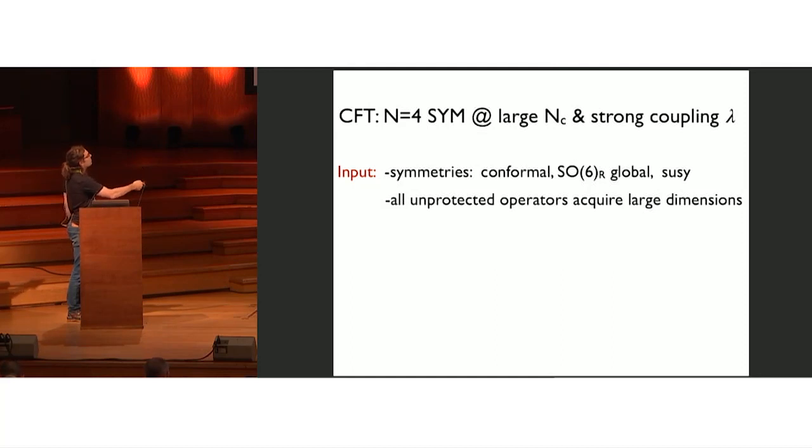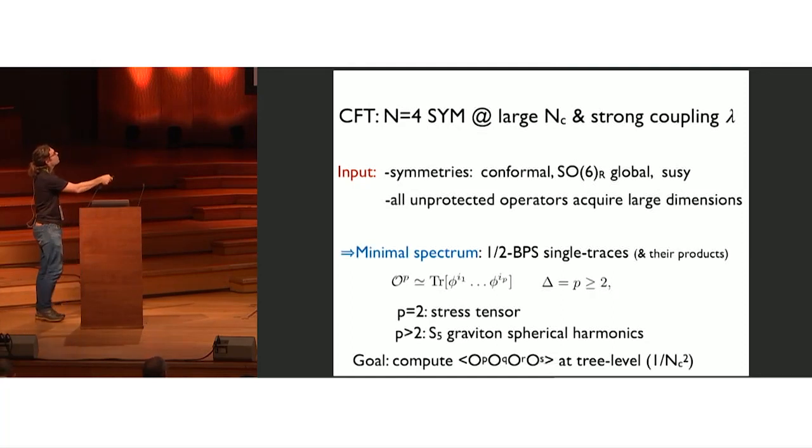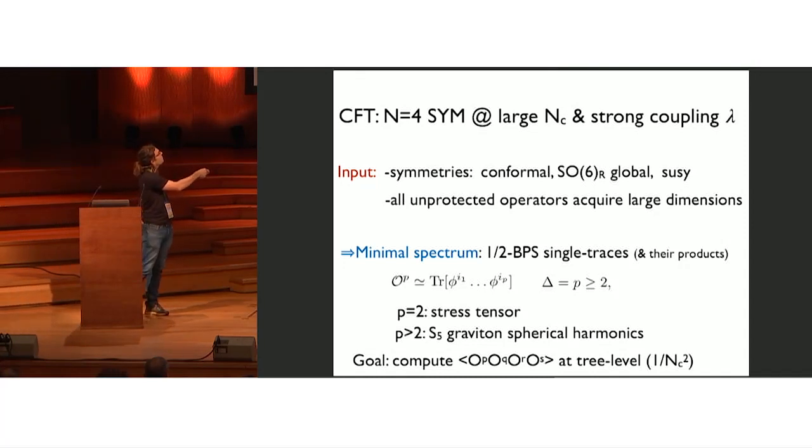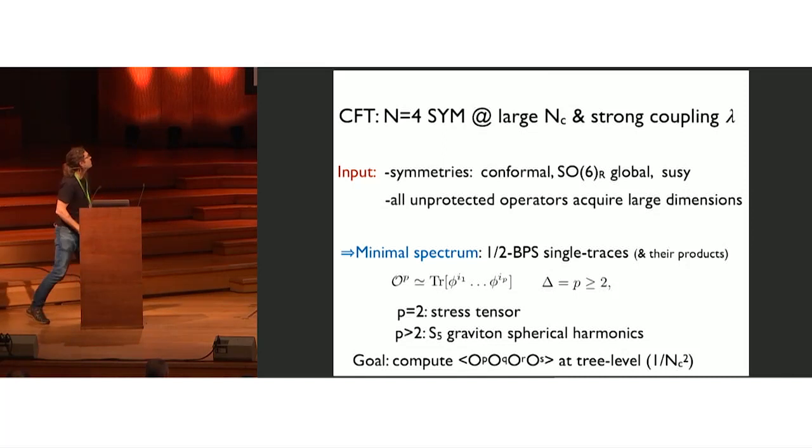And the only operators which survive, it's kind of a minimal spectrum, are the ones which are protected. They're forced to be there. And these operators can be interpreted as the stress tensor and various spherical harmonics of the graviton and its super friends. So these are the light operators that we have. We have multi-traces, products of them. So our goal is going to be to compute all the four-point correlators of any of these KK modes at tree level and eventually loops. So that's the goal of this talk.